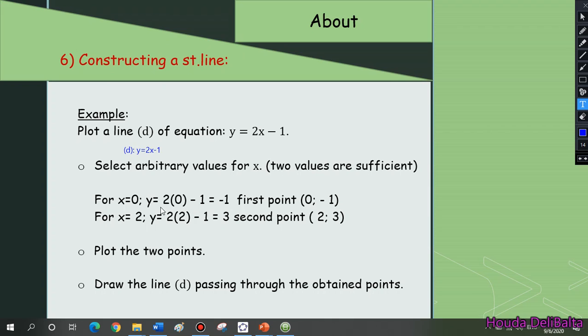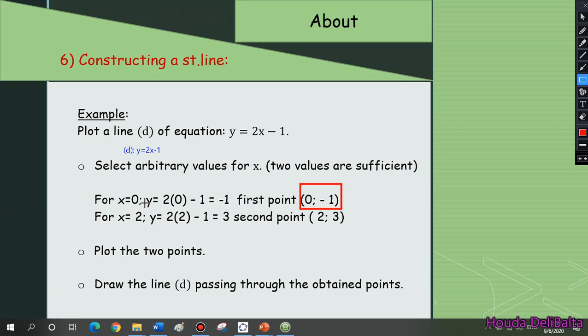We will get 2 into 0. So we evaluate 0 in place of x in the initial equation of the line D. We will get 2 into 0 minus 1. And 2 into 0 is 0, then y is minus 1. So the first point has an abscissa of 0 and an ordinate of minus 1. And this is the first point we care about. So again, it's sufficient to take two values for x, and for each value of x, you're going to have a different value for y.